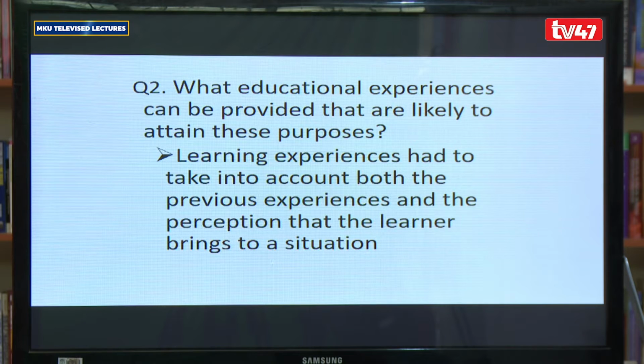The second question was, what educational experiences can be provided that are likely to attain these purposes? Learning experiences had to take into account both the previous experiences and the perceptions that the learner brings into the situation.